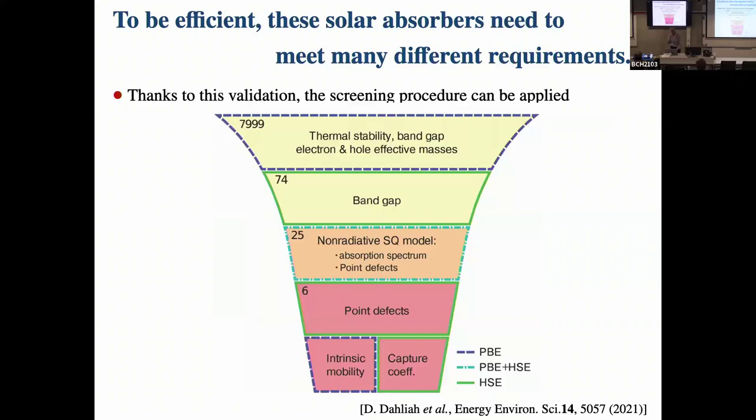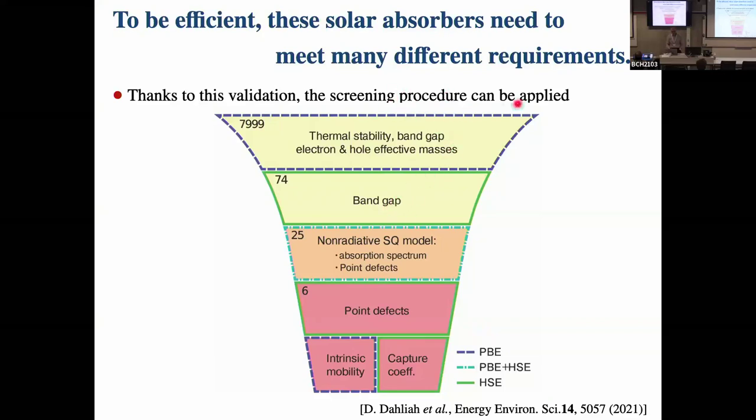So the typical funnel that you would have to do these kind of things, as you can see, is consider, let's say, 8,000 materials. These were all based on copper, okay? And we compute a number of properties: the thermostability, the band gap, the effective masses. Based on that, we reduce the number of materials that meet the requirement here, okay? As you can see, the band gap is computed the second time here.